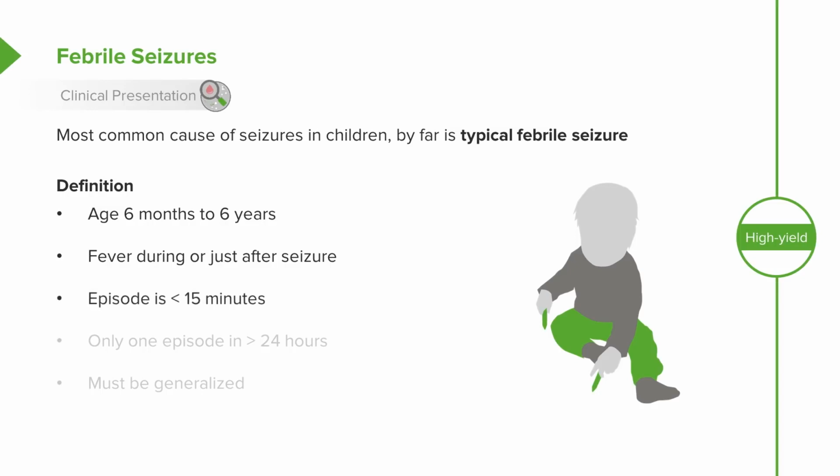The episode should last less than 15 minutes, and they should have only one episode in the 24-hour period. And it should be a generalized seizure. A focal seizure is not a febrile seizure. If the child meets all of these criteria, this is a typical febrile seizure and no workup is necessary. For many of us in the care of children, if we see this child recover and looking better, we're going to send them home without doing anything.